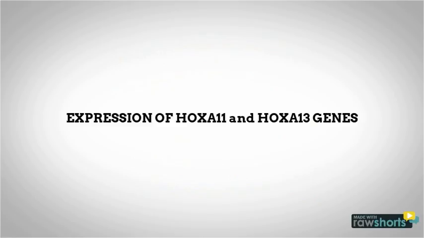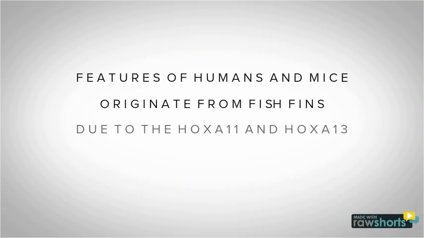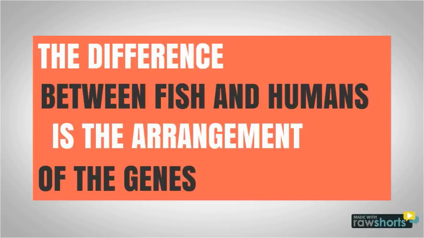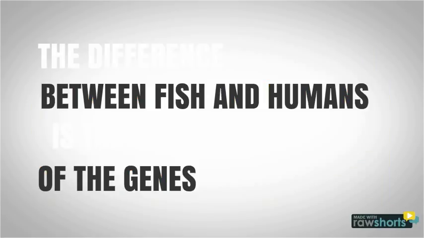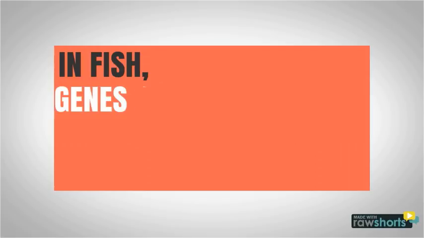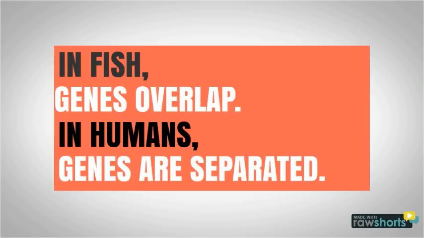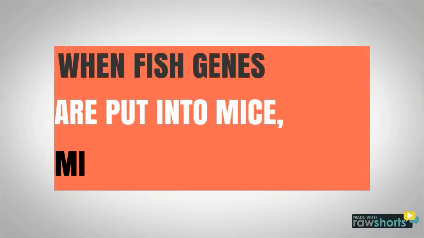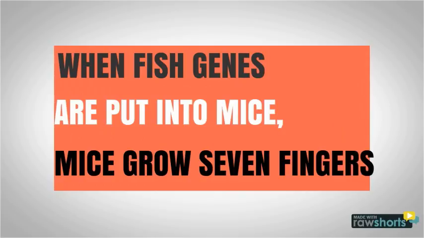Expression of Hoxa11 and Hoxa13 genes. It shouldn't surprise you that the pentadactyl features of humans and mice originate from the fish fins. According to research done by Dr. Kamita from the University of Montreal, the expression of fins and fingers are both due to the Hoxa11 and Hoxa13 genes. In the research, they discovered that the major differences between fins and fingers is the arrangement of the genes. In fish, the Hoxa11 and Hoxa13 overlap and fins are produced. In humans and mice, the genes remain separate to produce a pentadactyl state. In the experiment, however, fish genes were inserted into mice embryos, and mice fingers mutated to produce 7 digits.